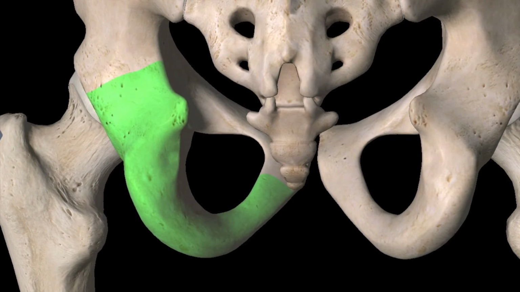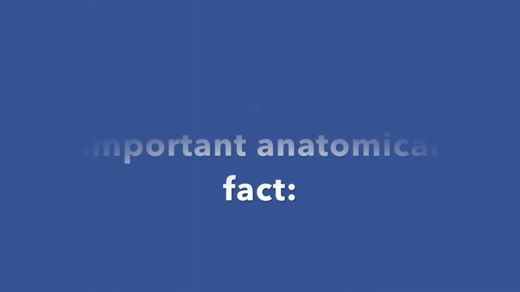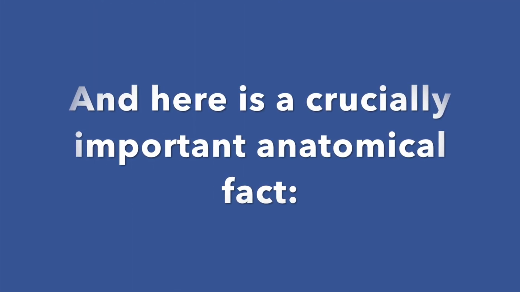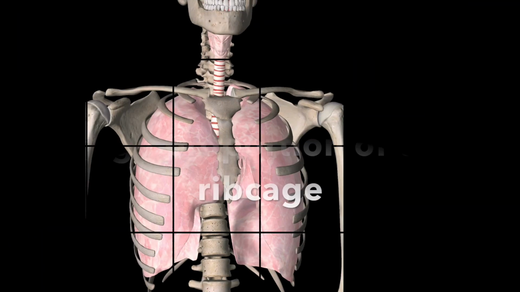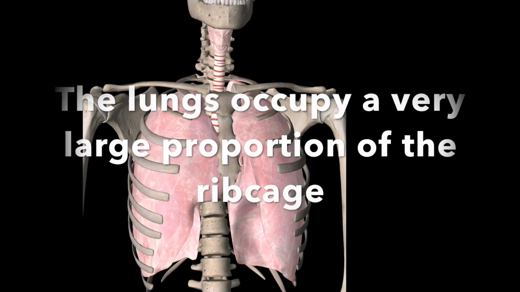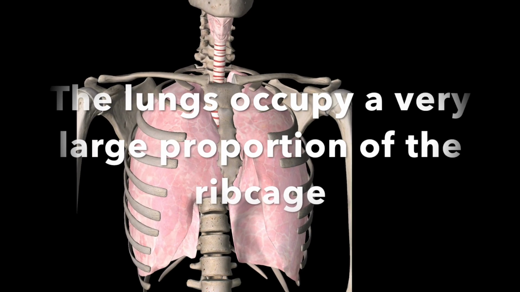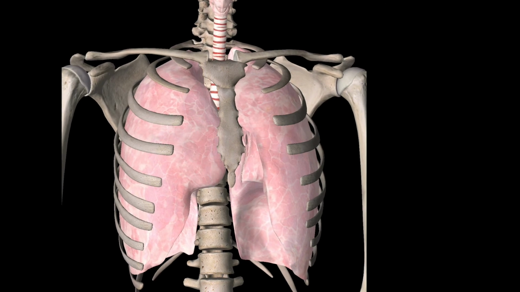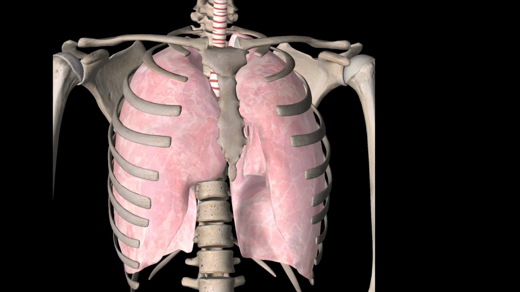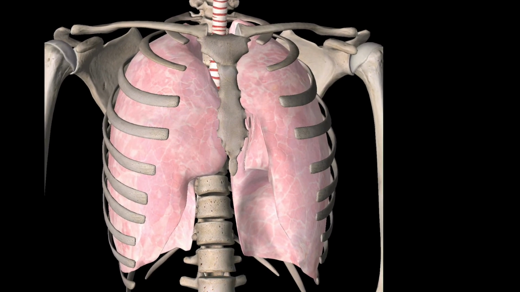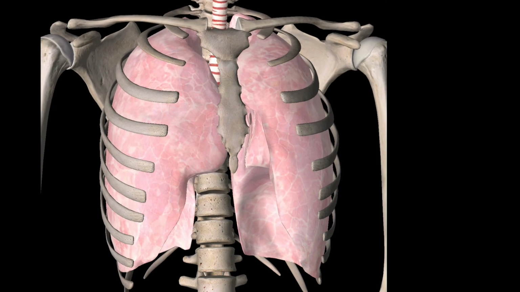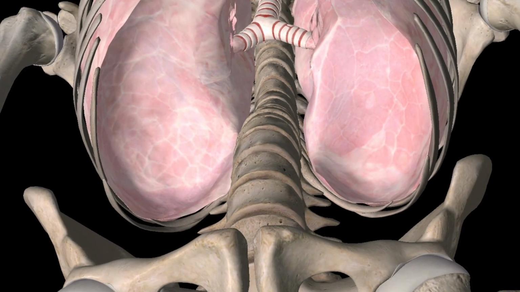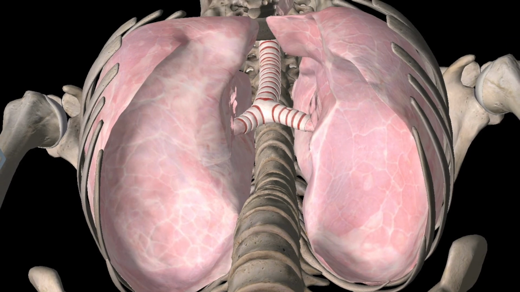And here is a crucially important anatomical fact. The lungs occupy a very large proportion of the rib cage. You can see here how the lungs are coming into the front of the rib cage and also to the side. And you can see at the bottom how they come down to the very bottom ribs.